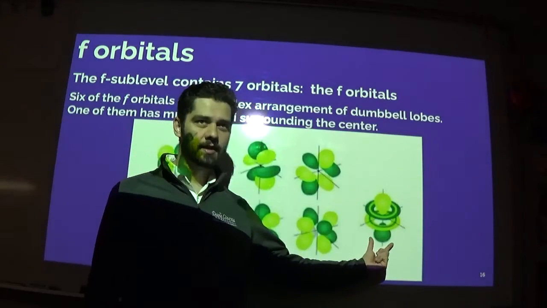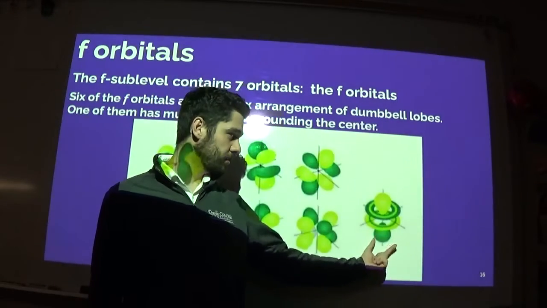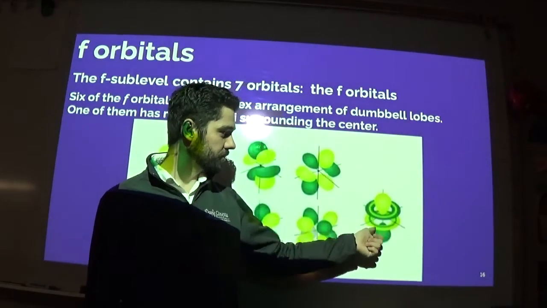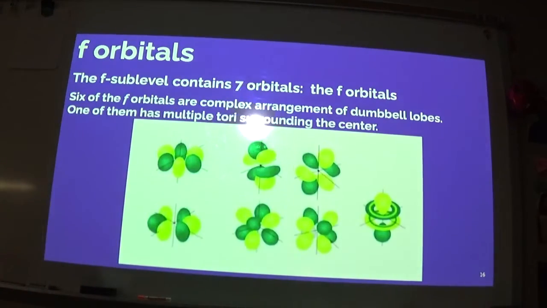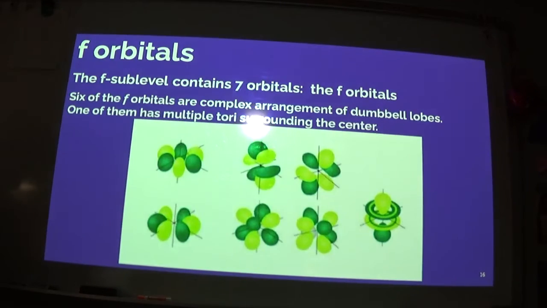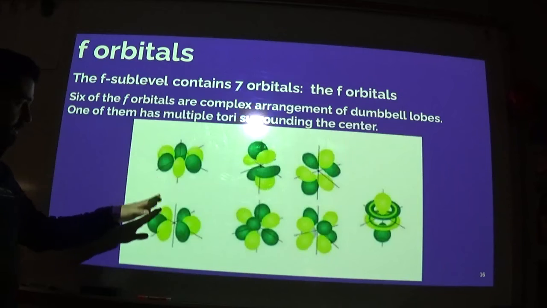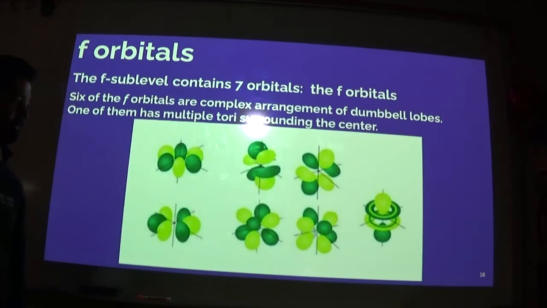And then, kind of like in the D subshell, you have this oddball where I have 2 lobes, but then 2 tori, donuts. Okay, so they're shaped kind of weird. But you can only fit 2 electrons in each one, just like before.